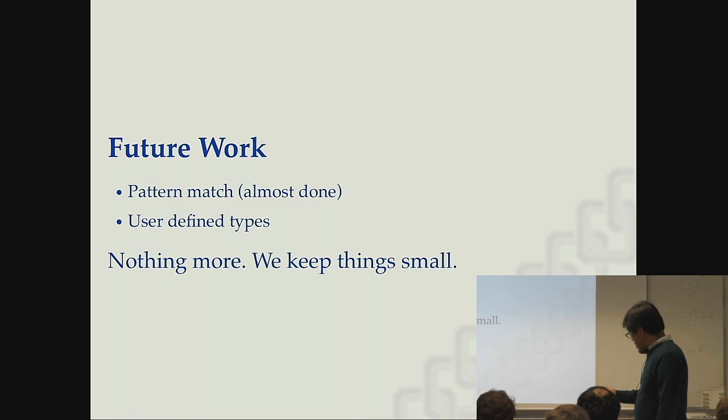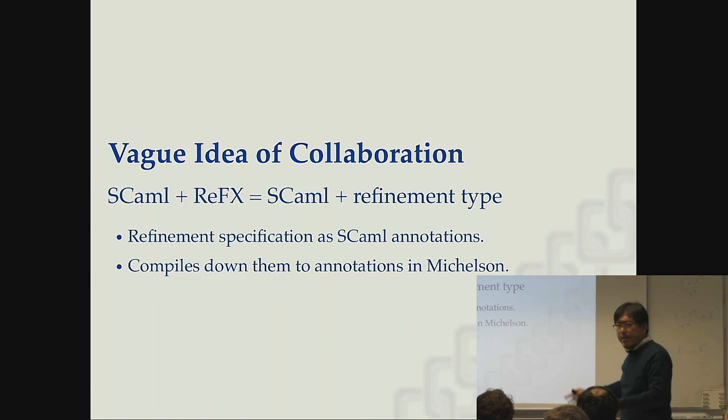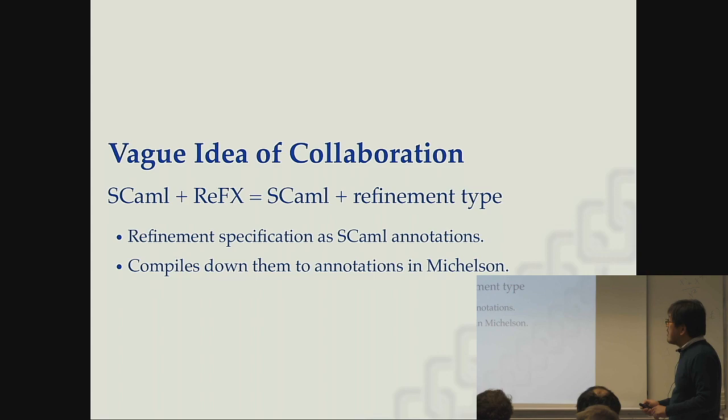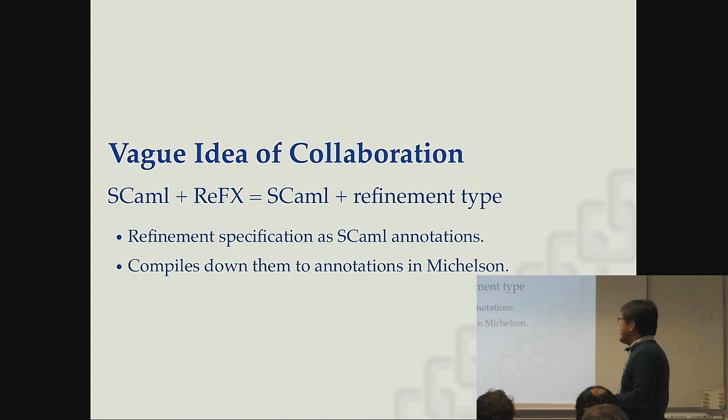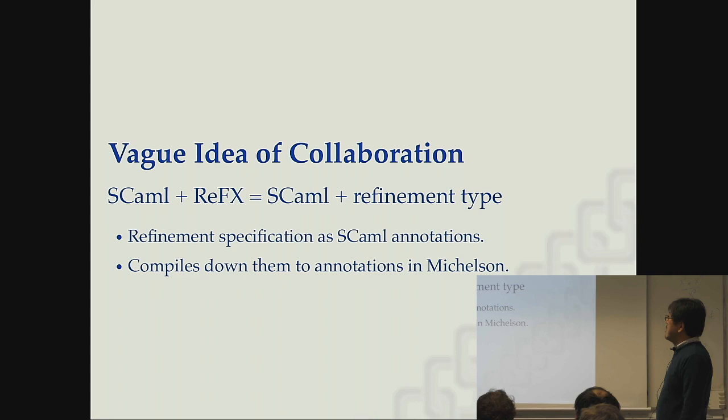If I have to add some kind of verification test to my presentation, maybe it's a completely wild idea, but since I'm working with the ReFX team, since our offices are quite near, ReFX is a refinement type over Michelson. Maybe combining their effort with SCaml, we can build SCaml plus refinement types. Adding some refinement specification in SCaml source code as annotations, and if the SCaml compiler can propagate these annotations to Michelson, then we can use ReFX's verification for smart contracts.